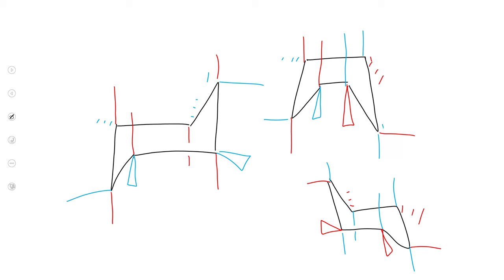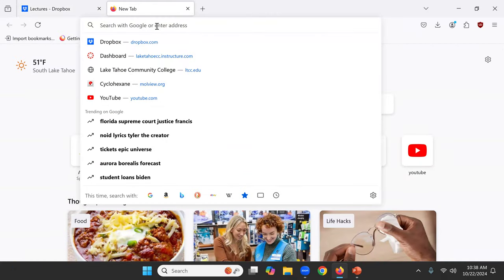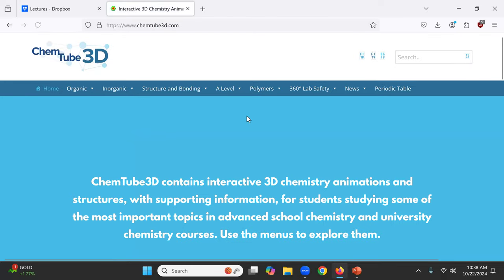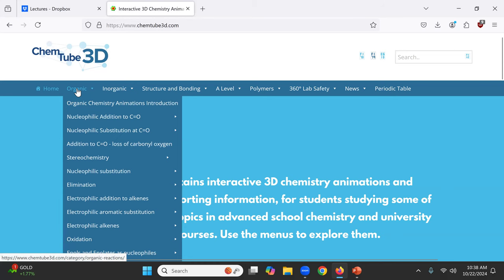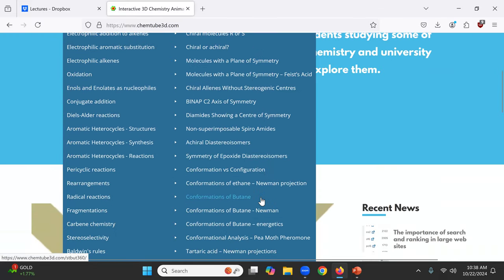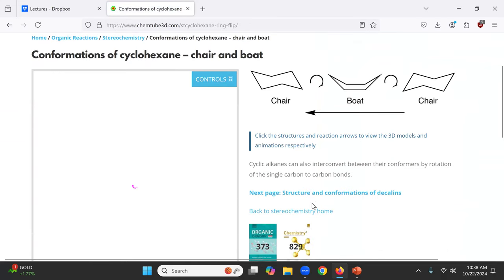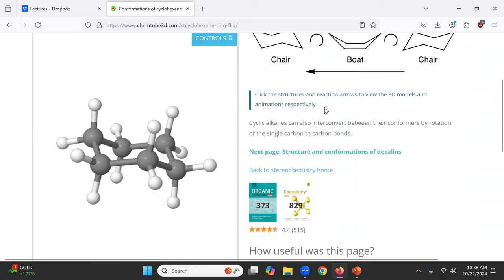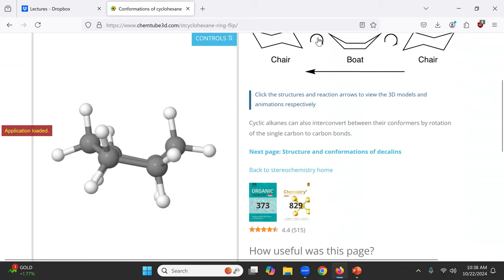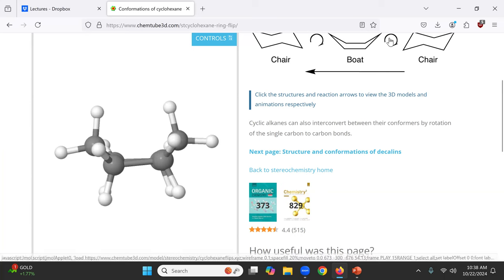And there's a really good animation on CHM2 3D, which I think is made by the University of Leeds in England. And they have some really good resources on here. So there's conformations of butane. There we go. Cyclohexane conformations. So it'll actually show it to you in 3D, and you can click and drag around. So it's in chair conformation right now. You can flip it up. Now we're in their boat conformation, and then we can flip the other side down.